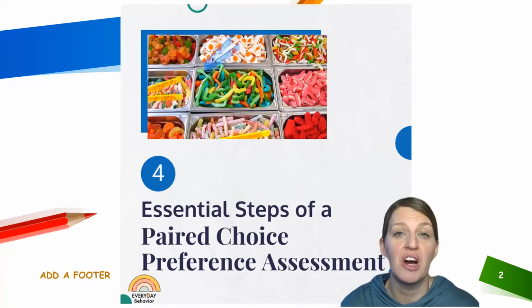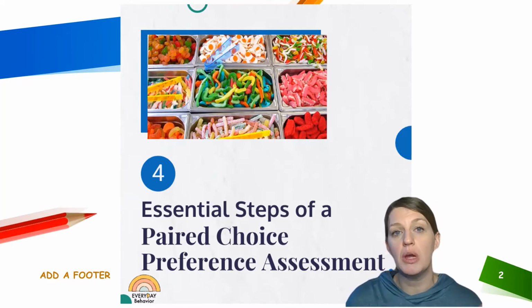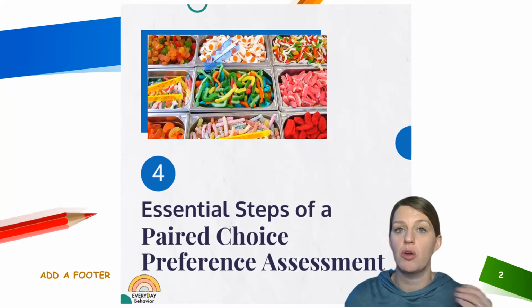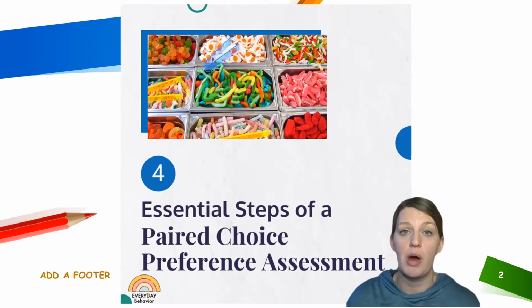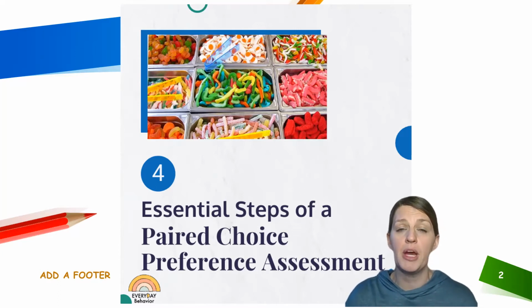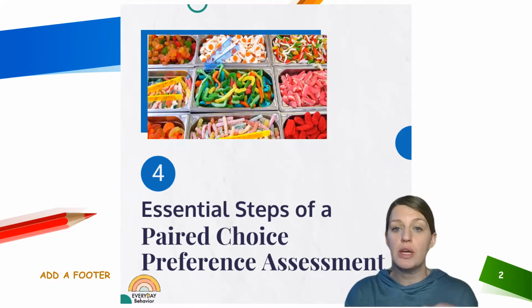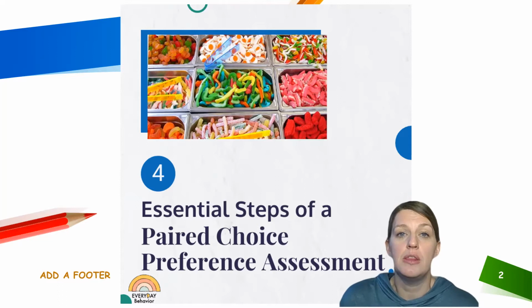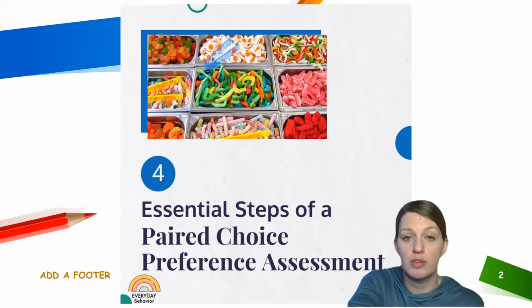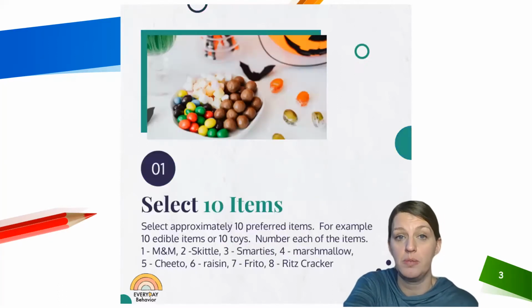During this video, we are talking about reinforcement, and specifically we're talking about the essential steps of a paired reinforcer or a paired choice preference assessment. The difference between the free operant preference assessment or multiple stimulus with or without replacement is that in a paired choice, you're just presenting two choices at a time, and then you're looking to see which item the child or the student selects when given a choice.